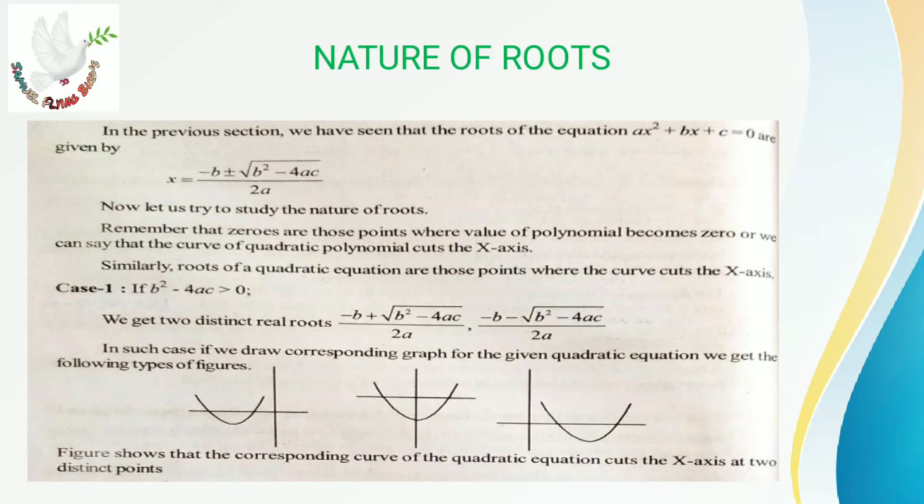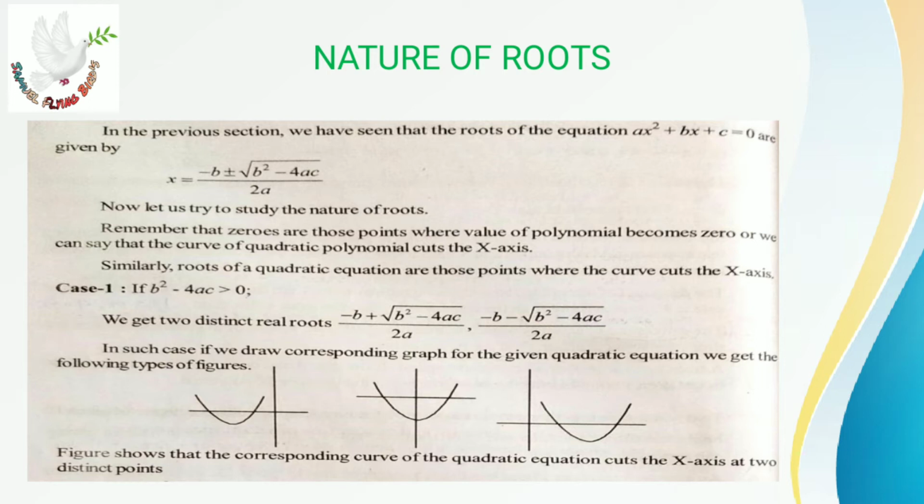In the previous section we have seen that the roots of the equation ax square plus bx plus c equal to 0 are given by x equal to minus b plus or minus root b square minus 4ac by 2a. Now let us try to study the nature of roots. Remember that zeros are those points where the value of the polynomial becomes 0, or we can say that the curve of the quadratic polynomial cuts the x-axis. Similarly, the roots of a quadratic equation are those points where the curve cuts the x-axis.